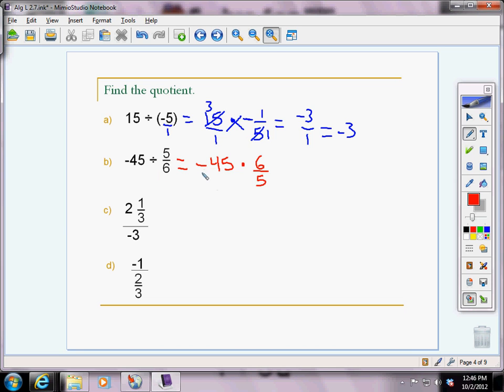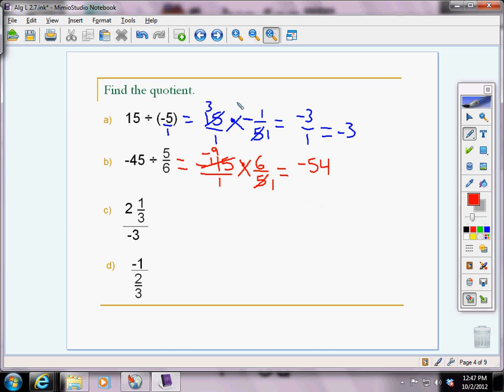If we think of it as fractions here, we can use cross-reducing. 6 and 1 have nothing in common, but negative 45 and 5 both have a 5 in common. 5 goes into itself one time. 5 goes into a negative 45 a negative 9 times. Negative 9 times 6 is a negative 54. And if you look at the bottom, we just end up with 1 times 1, so we don't really need to write that on the bottom.